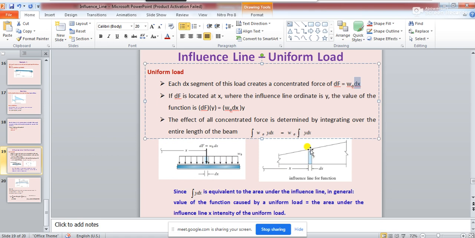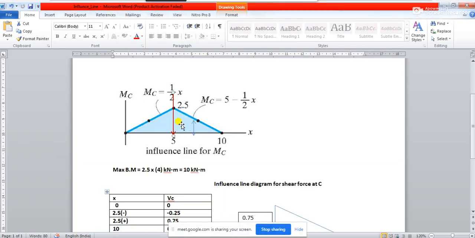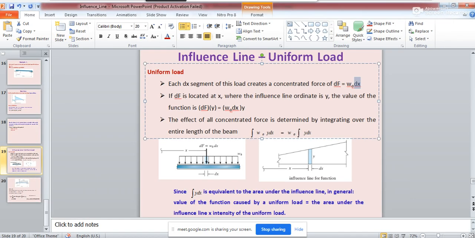For concentrated load, what we have understood is that to find the value of either the moment or the shear or the reaction, you have to multiply the value of the load with the value of the ordinate. That's what we have done. This is exactly what we did for the concentrated load: this is my 4 kilonewton load, the value of the load, and this is the ordinate of the influence line diagram. So exactly the same we are doing here.